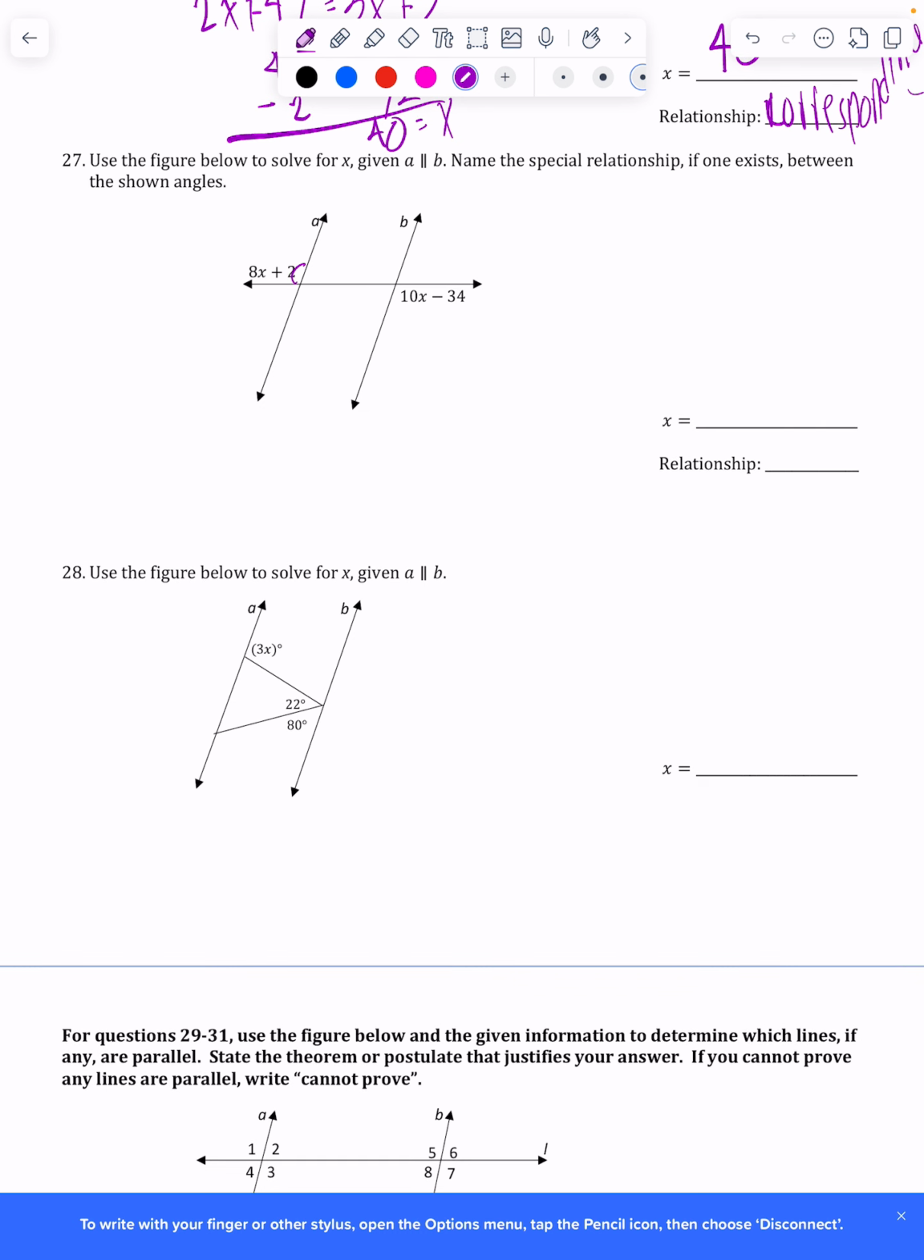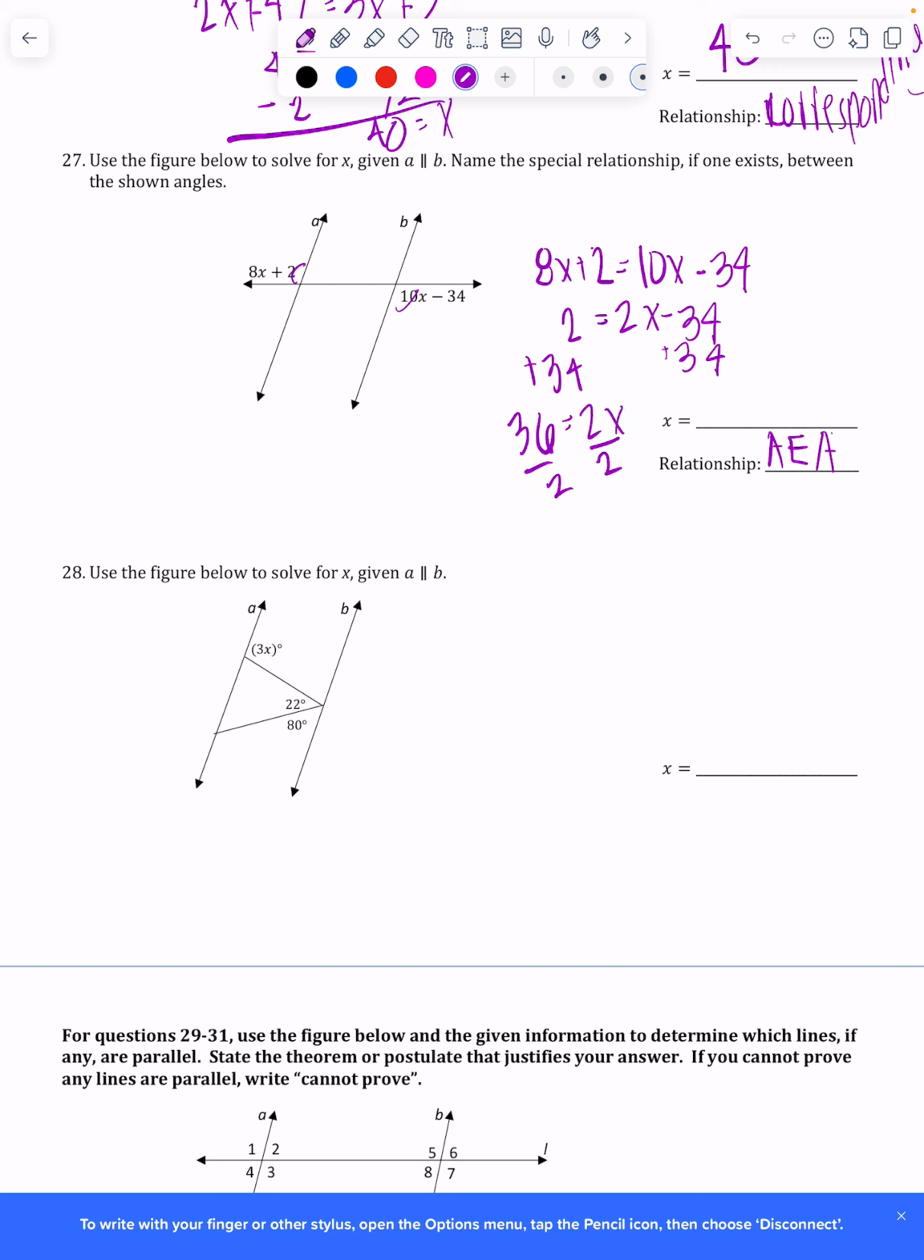All right, moving down here. Well, I can see that these angles are alternate exterior angles, which are also congruent. So I'm going to do 8x plus 2 equals 10x minus 34. I'm going to subtract. I'm going to get 2 equals 2x minus 34, and add 34 and add 34, and get 36 equals 2x. Divide by 2, and get x equals 18.